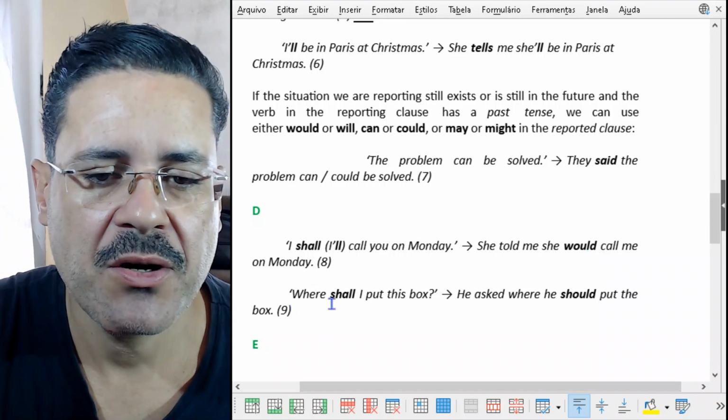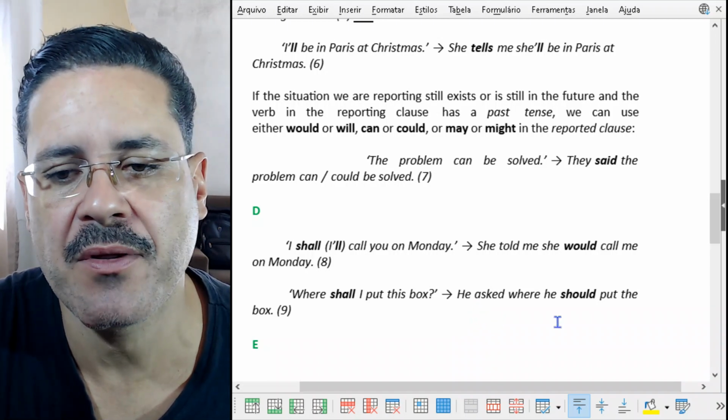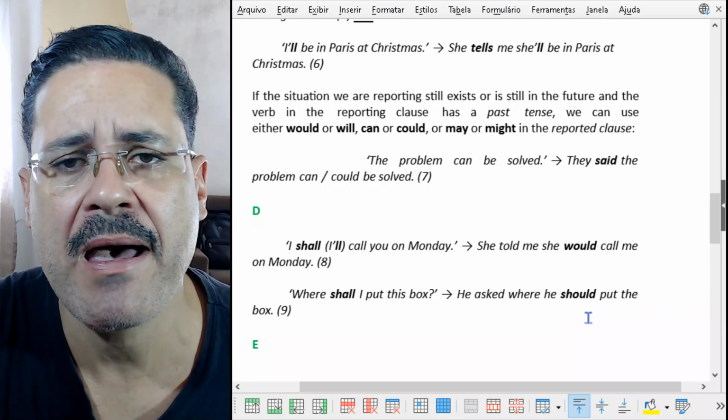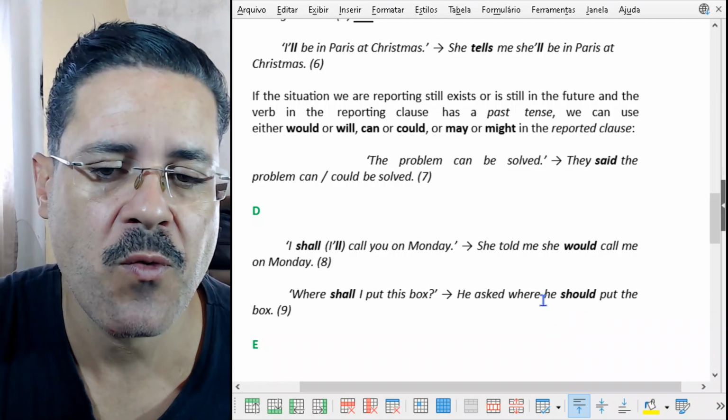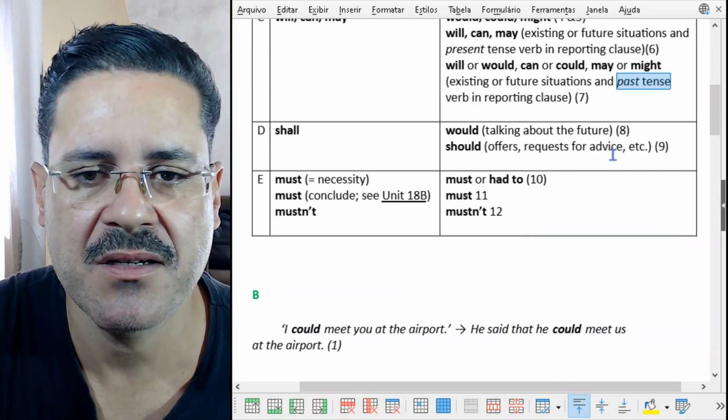Or where shall I put this box? He asked where he should put the box. Where shall I put the box? Where shall I put this box? He asked where he should put the box. This is about section D.